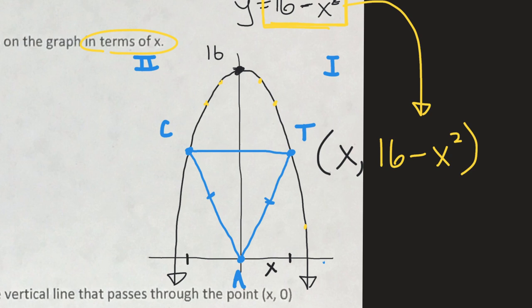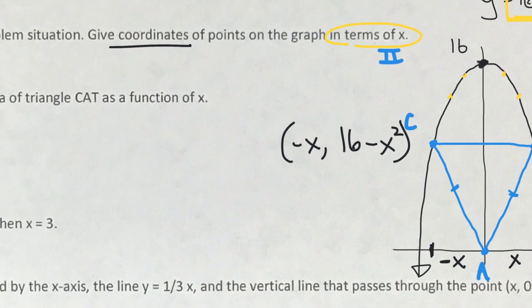Now what about C? C is on the left side, and it's equal distance, so it remains isosceles. So we go a negative x. So the coordinates of C are negative x because they're on the left side of the y-axis. But the y value is the same. We calculate the y value by doing 16 minus whichever x you pick. Okay, and it's going to be the same x because we want this to be an isosceles triangle, which means our lengths have to be equal when we have isosceles triangles. That's an important aspect.